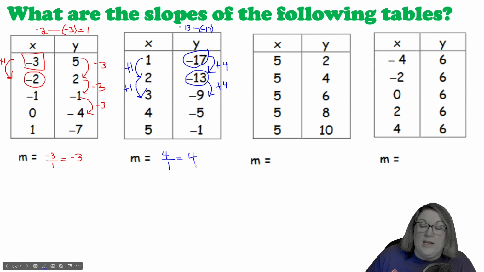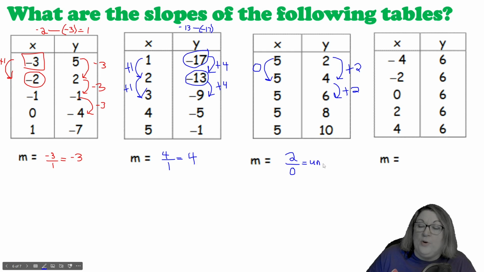The next one, as you can see, it's going up by 2 each time, plus 2, and so forth, right? And then there is no change between the x values, so we're going to call that a 0, right? So what do we do when we have 0 change? We're going to put that in our denominator, 2 over 0. And since you cannot divide by 0, that is undefined.